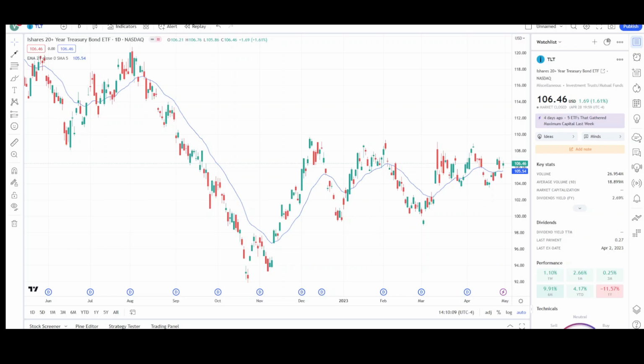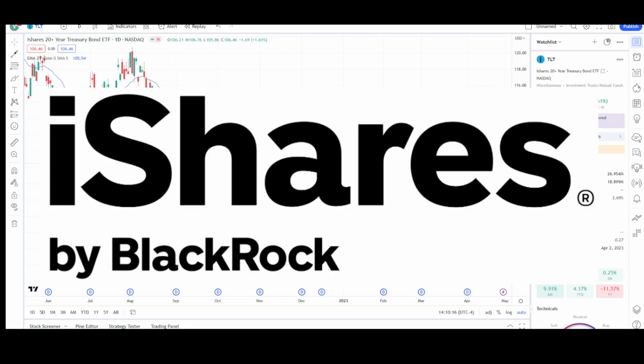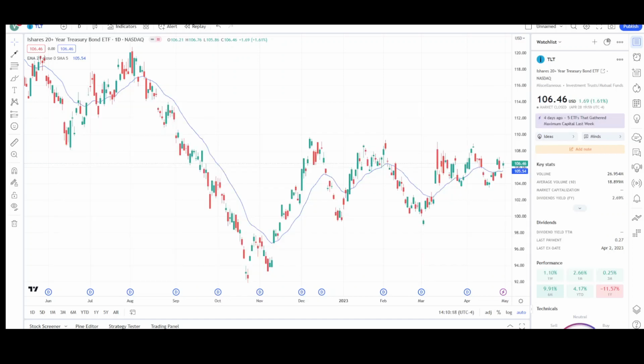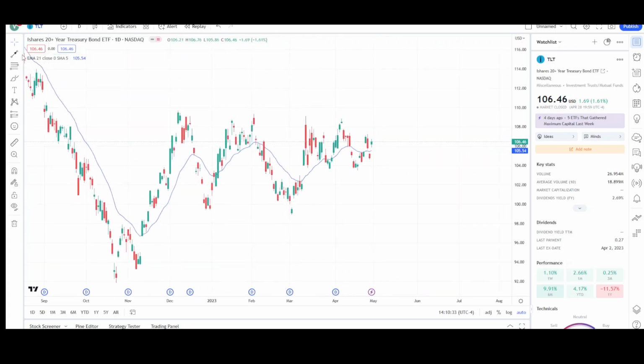What's up, traders? This is Vee Trades, and today I will be doing a technical analysis breakdown for the iShares 20-year Treasury bond ETF with the ticker symbol TLT. I will first go over what I see on the daily chart and finish the video off with the weekly chart. Here we have the daily chart for TLT, and it's pretty much trading sideways within a range-bound pattern.